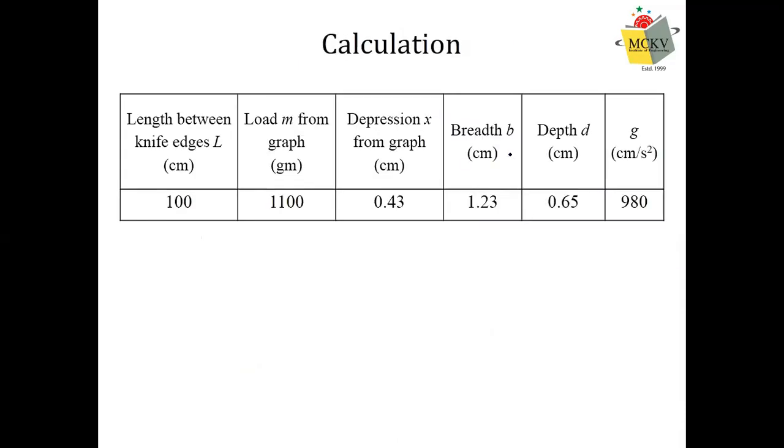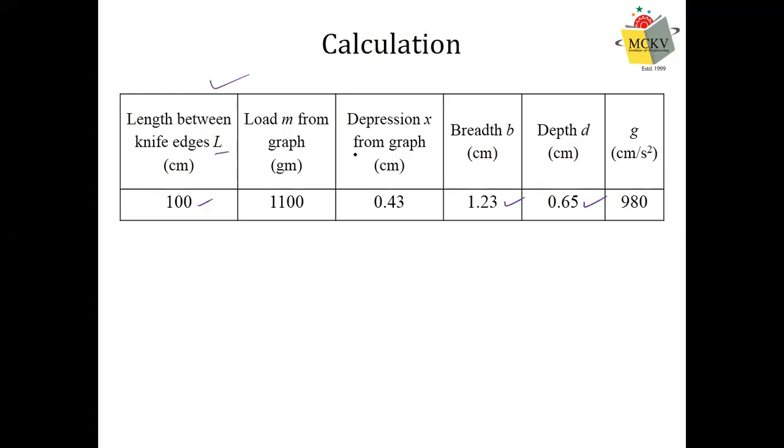What you require is this table, which is the consolidated table. This table tells us the length between the knife edges, which is given to you as 100 centimeter, and the given value of breadth and thickness or breadth and depth. So these are the values given to you. We are not measuring them. Please understand, these are the quantities you are not measuring. So for you, they are constants. So you treat them as constants. What are the quantities you are measuring? You are measuring depression for different values of loads.